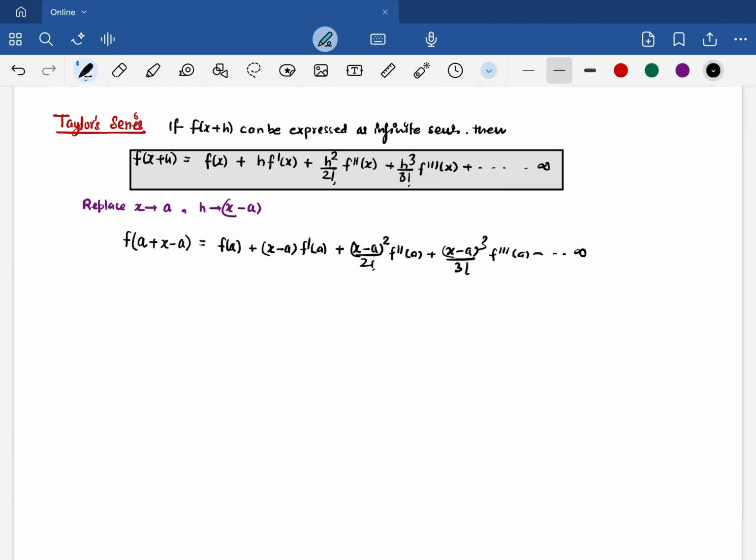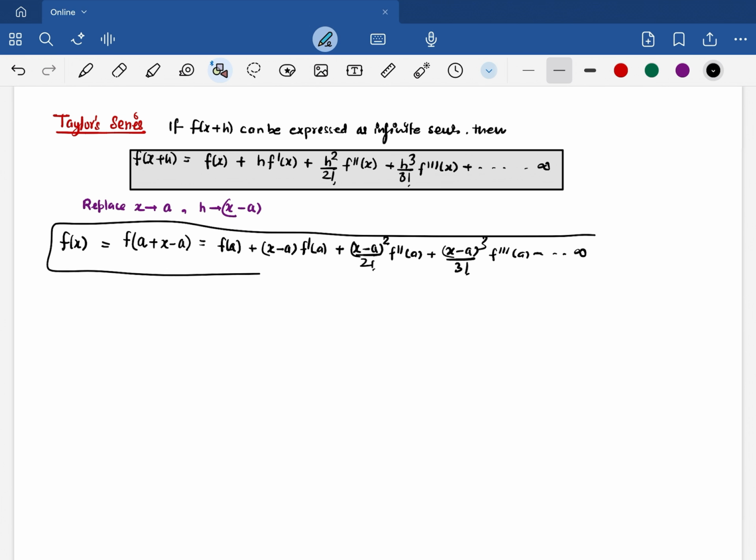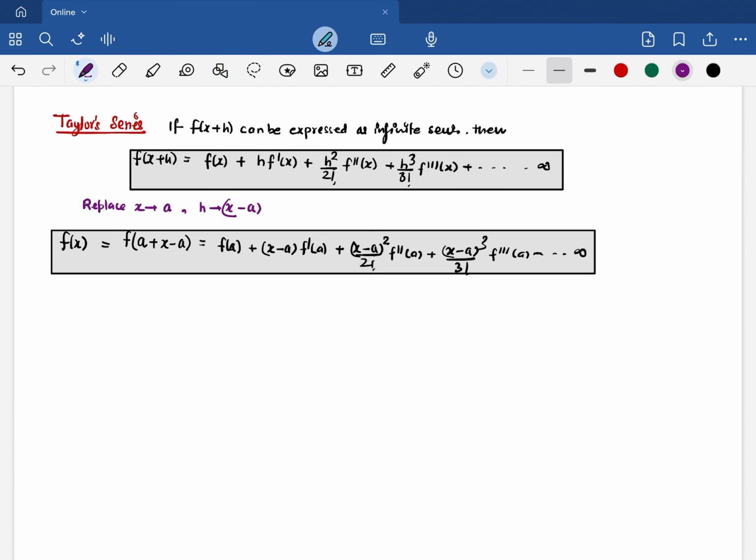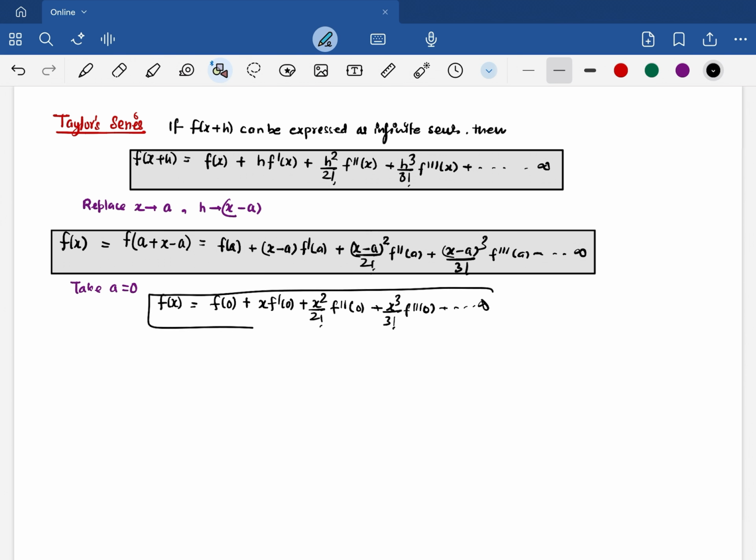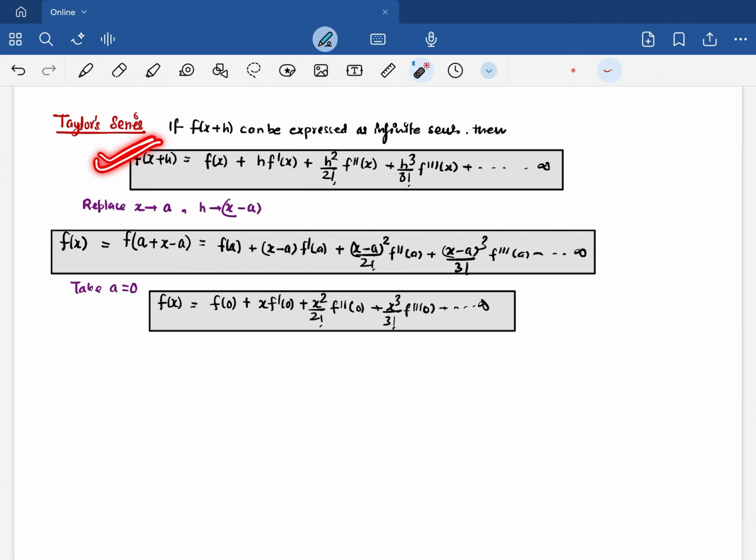Okay, and this is nothing but equal to f of x. If we take a as 0, can we say the upper series converts to nothing but your Maclaurin series? If we recall in the last numerical, this is nothing but Maclaurin series.